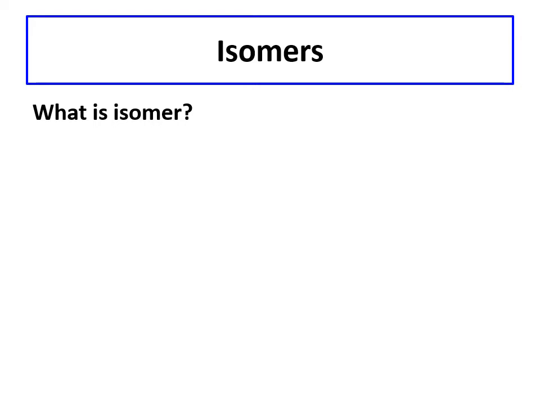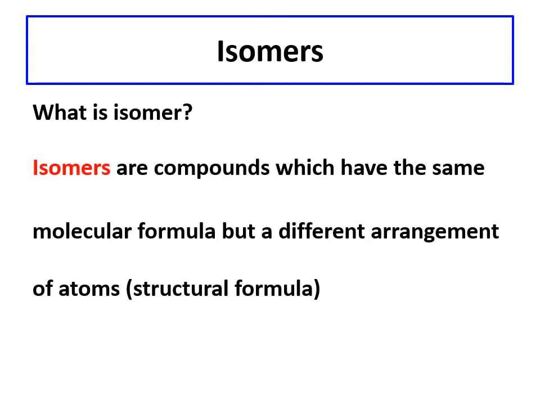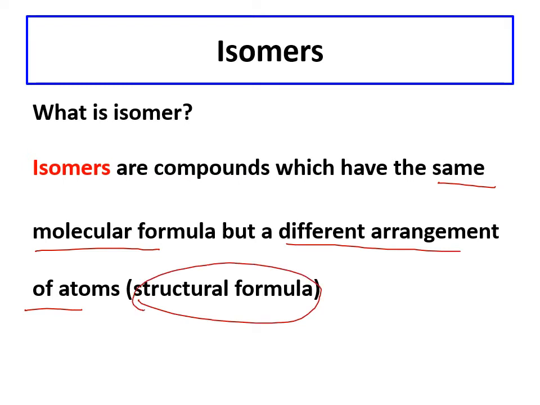What is an isomer? Isomers are compounds which have the same molecular formula but a different arrangement of atoms, or what we call the structural formula. This question is usually asked in paper 4. Make sure that you provide the keywords: same molecular formula but different arrangement of atoms, or different structural formula, in order for you to get full marks, which is 2 marks.